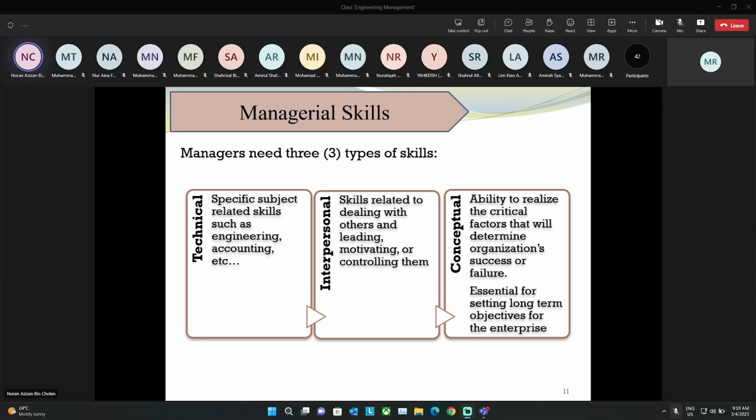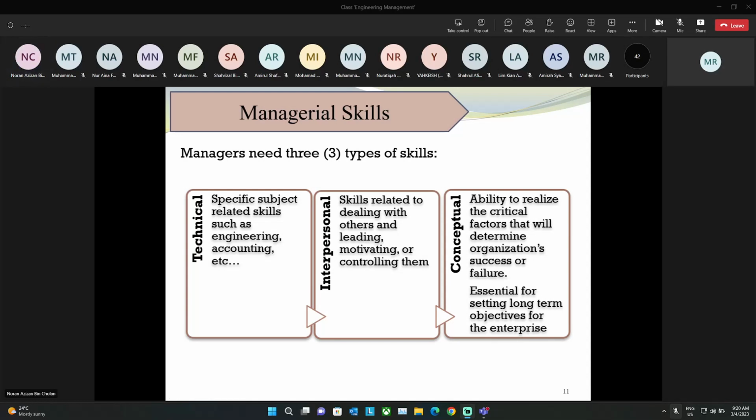The first type of skill required for managers, and then the second type is the interpersonal. So interpersonal is basically the soft skill. In another word, it is a skill related to dealing with people, dealing with others and leading, motivating and controlling them.